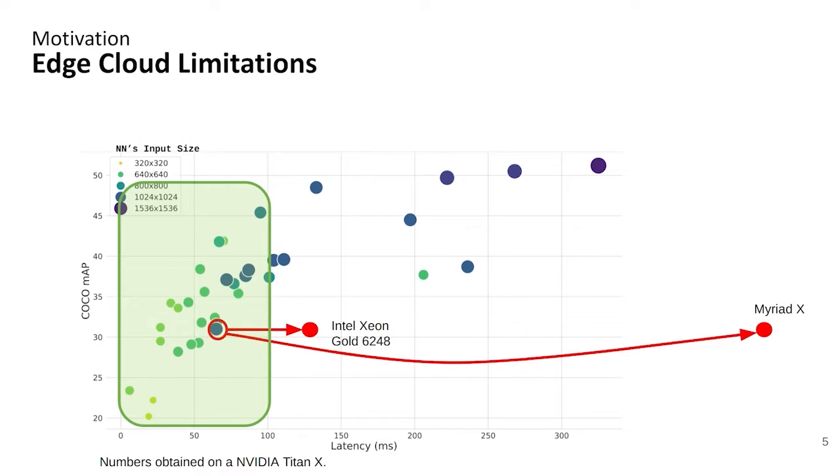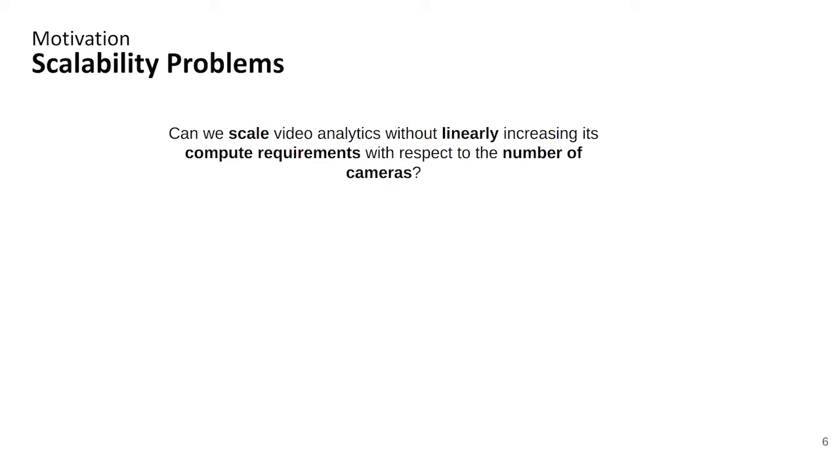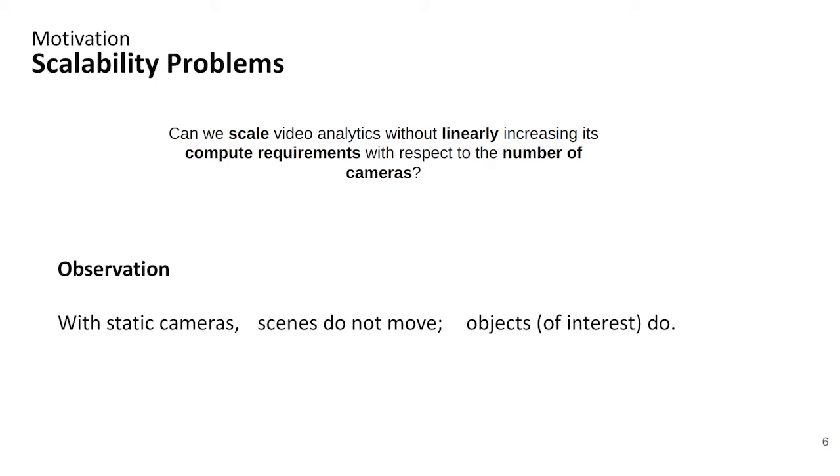So that means that as the number of cameras grows, we are facing a scalability problem. And it leads us to the question: can we scale video analytics without also linearly increasing its compute requirements with respect to the number of cameras? For that, we make the following key observation. When considering static cameras, scenes do not move, but objects of interest do.